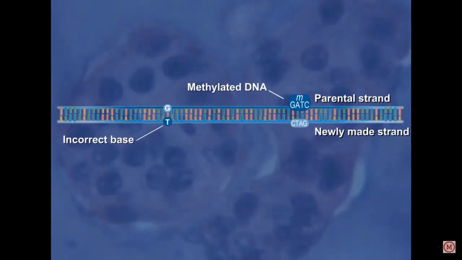This provides a window of time during which the newly synthesized daughter strand in a DNA double helix can be distinguished from the parental strand, which is already methylated. A sequence of DNA with only one methylated strand is said to be hemimethylated.